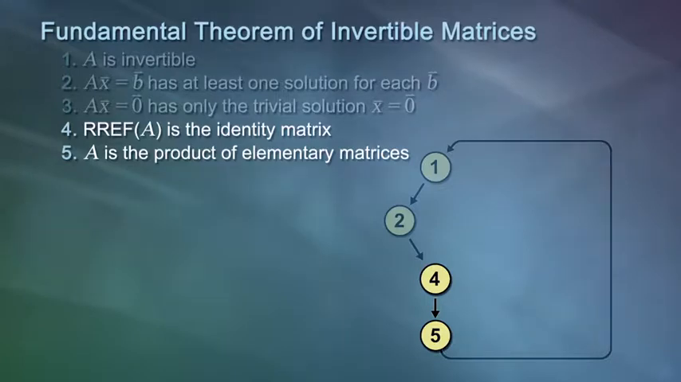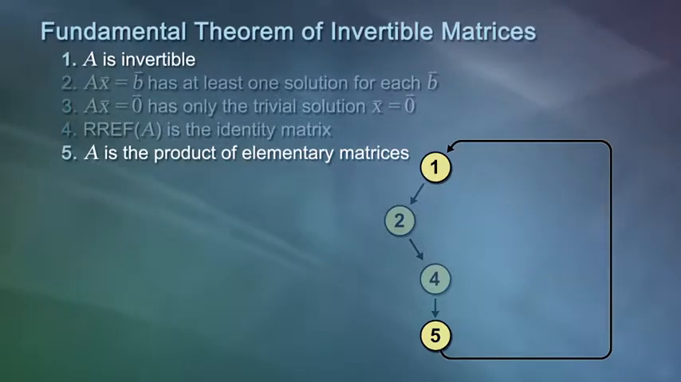Now we have just one final implication, showing that 5 implies 1. If A is the product of elementary matrices, and they're invertible, then A is the product of invertible matrices. By an earlier theorem, this means A is invertible too. We've thus completed our circle of implications, which shows all 4 statements, 1, 2, 4, and 5, in this theorem are equivalent.